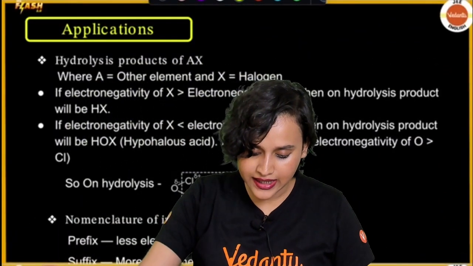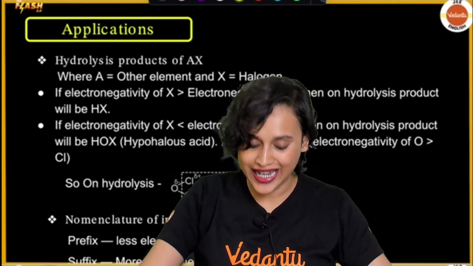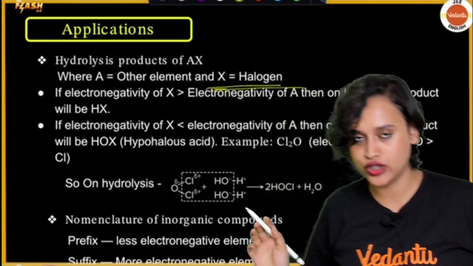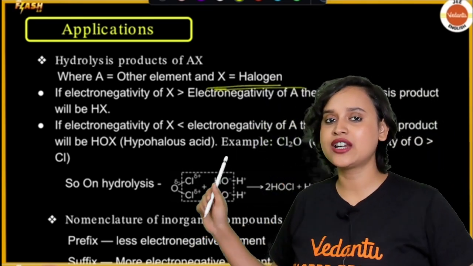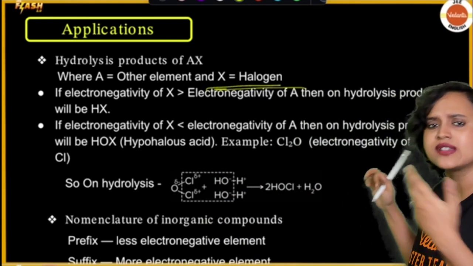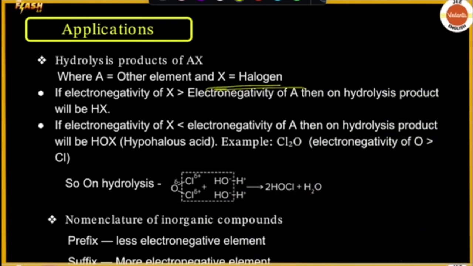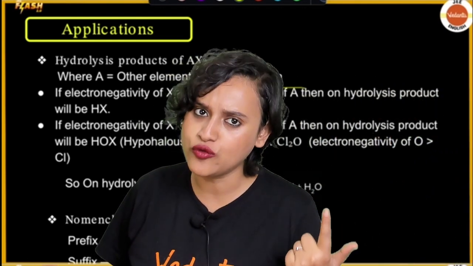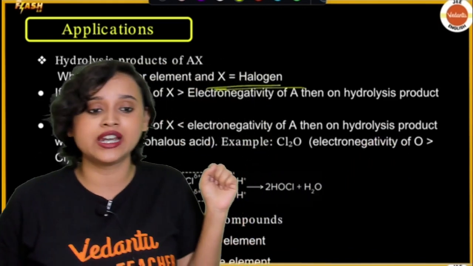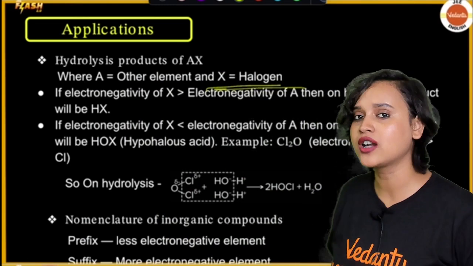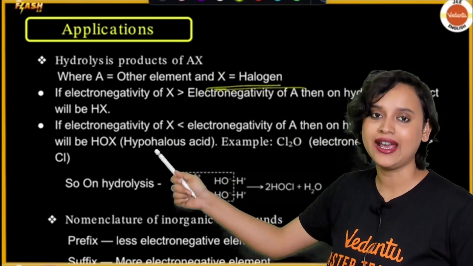Now, what is the hydrolysis product of AX? Here, A is some other element and X is your halogen. If the electronegativity of X is more than the electronegativity of A, which is usually the case, because halogens have great electronegativity as they are short of one electron and want to pull the bonded electrons towards them, then on hydrolysis the product will be HX.